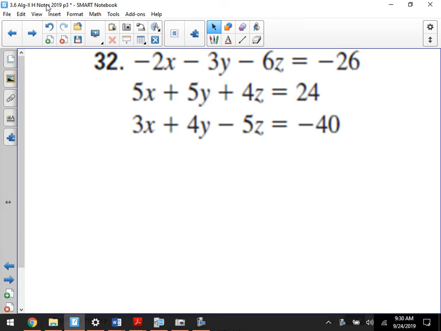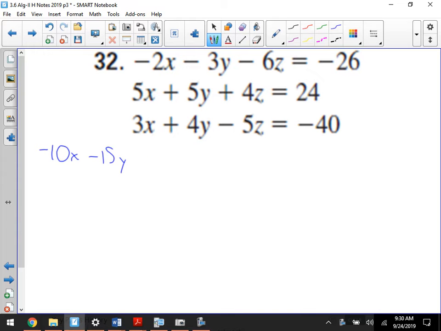I'm going to take the first equation and multiply it by 5, and then take the second equation and multiply that by 2 and add them together. So let's see here. We wind up with, the first equation multiplied by 5, so I get negative 10x, negative 15y, and negative 30z. And then multiplying that by 5 gives me a 2, is it 120? Oh yeah, 130, sorry. I was thinking of 2.